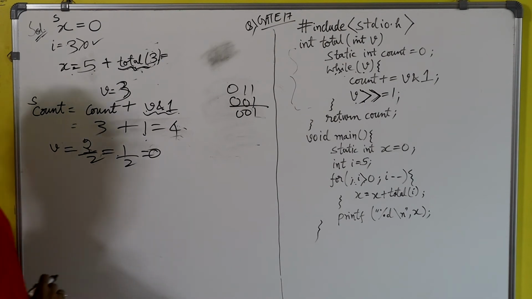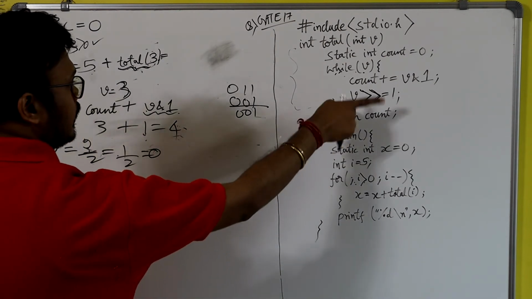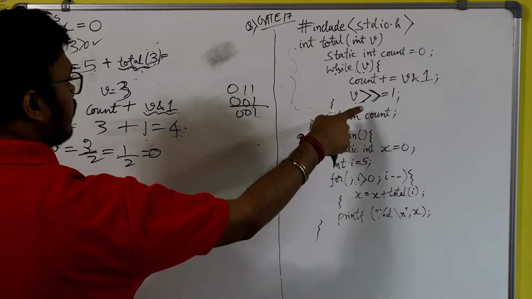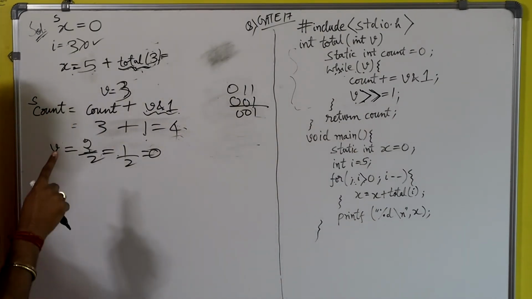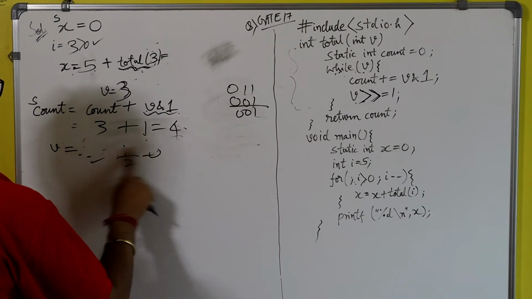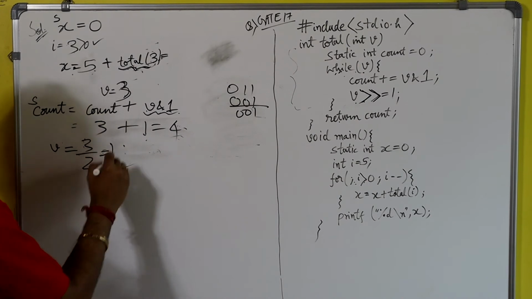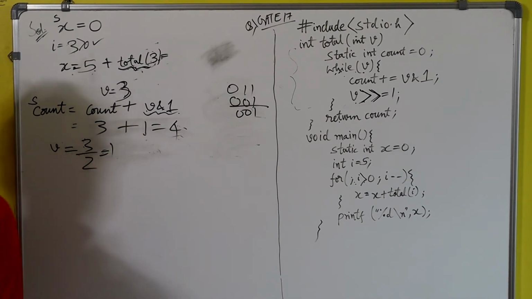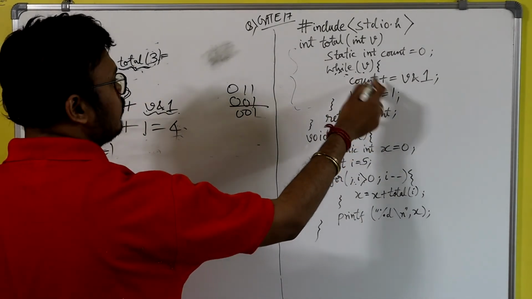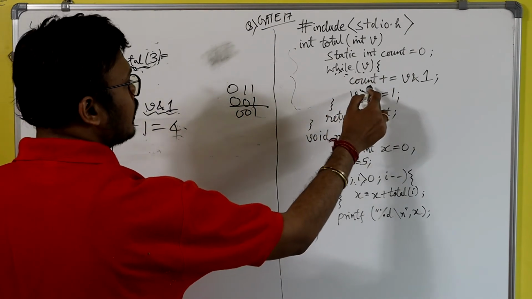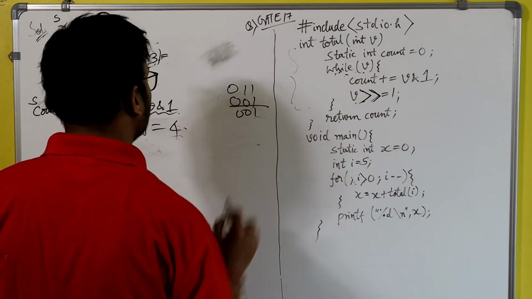Okay. So in the next line, the value of v will be divided by 2. It means what? 3 by 2. 3 by 2 is 1. Okay. Now again, while v means what? While 1. While 1 is true. So now again execute this line.